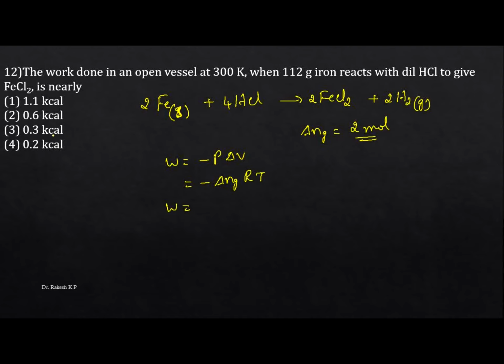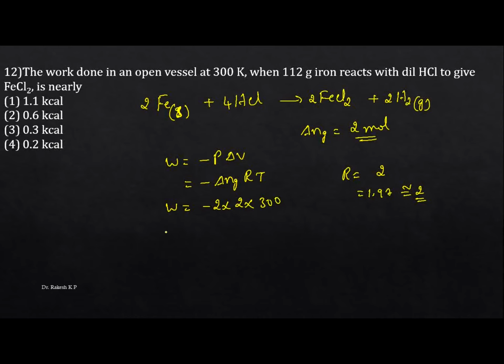Here the unit they have given is kilocalorie. That means R in terms of kilocalorie is approximately equal to, I am going to write as 2. But actually this value is 1.97 here. Okay, approximately I am going to take it as 2. Okay, so what is delta n of g? They have given 2. R value I am going to take as 2. Okay, temperature, they have given 300 here.